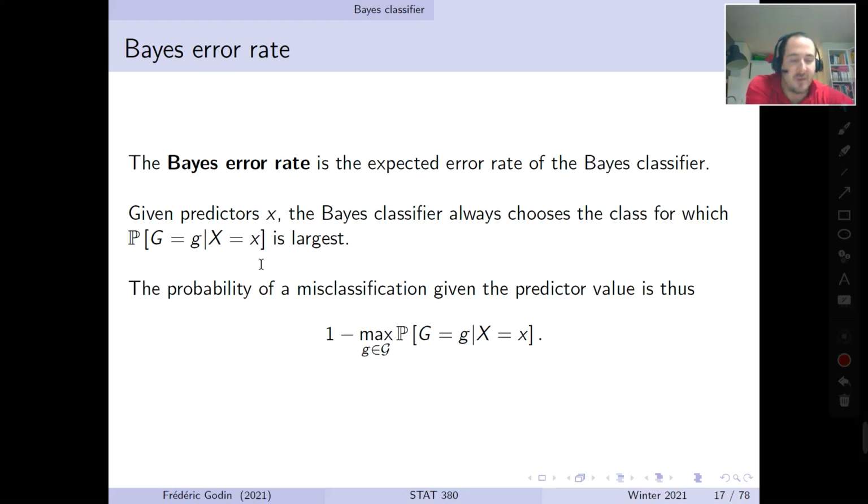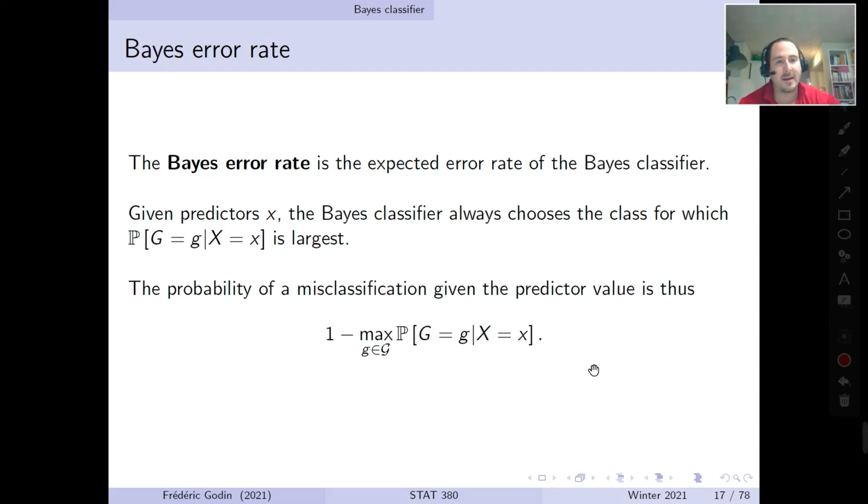Okay, so if you have 80% of being orange and 20% of being blue for a given value of x, then for that value of x, you'll classify as orange. So if you fix the predictors x, the probability of misclassification given these predictors is 1 minus the maximum across all classes of the probability of the class G given the predictors x. So why is that the case?